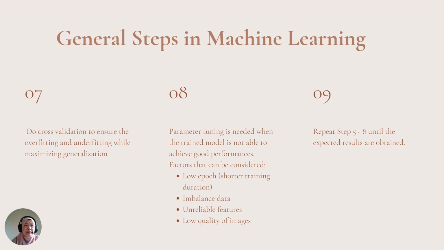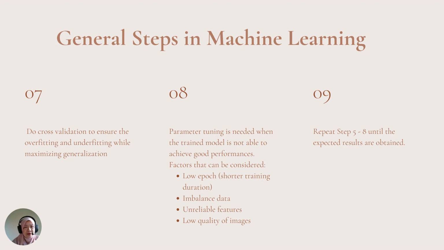In step 8, if we don't get the targeted results, we will do parameter tuning. Parameter tuning is more or less to improve the model. What we can do is increase the epoch, meaning the training duration of the machine learning. The errors may be due to imbalanced data, so you need to collect more data and make it balanced.